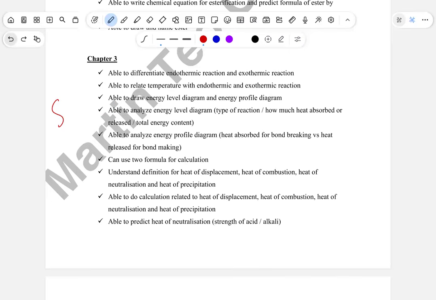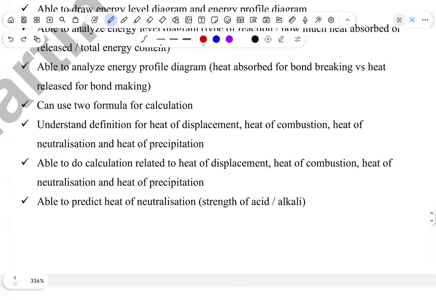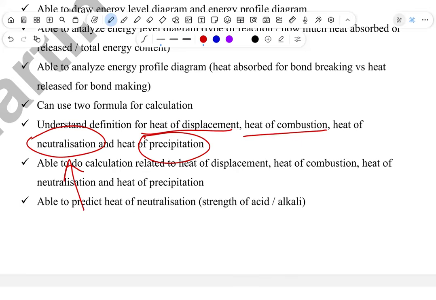And you all can do your own analysis. One example, let's say last year they asked heat of displacement. The year before they asked heat of combustion, for example. Then you roughly know what are the more important ones this year. But don't get me wrong, it doesn't mean that since they asked heat of displacement last year, this year they won't ask. But in terms of probability, in terms of chances, these two will be tested even more. That's why I say you need to prepare for everything, but you can slightly focus on this.